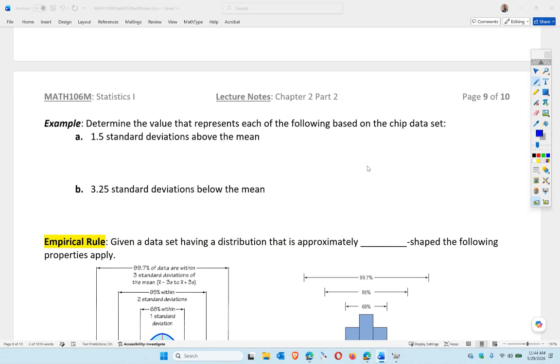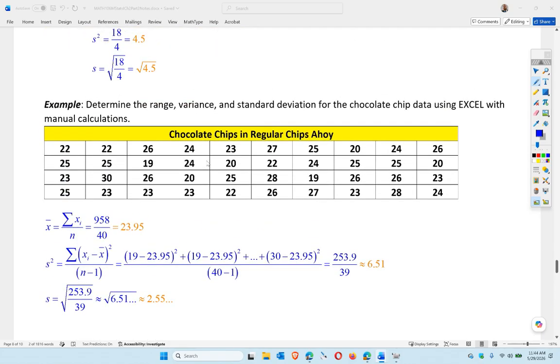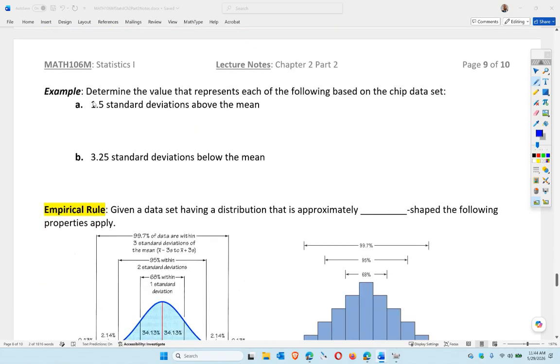Alright, this is Chapter 2, Section 7. This is Part 2, the second half of the section. So, let's say we take the chip data from the previous section, right? And we want to find 1.5 deviations above the mean and 3.25 deviations below the mean. What value would that be, essentially?